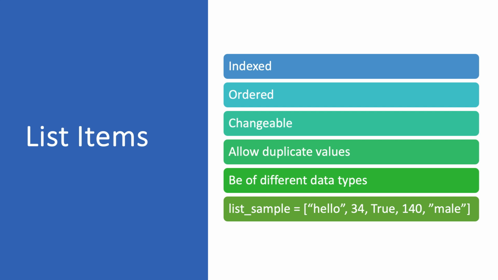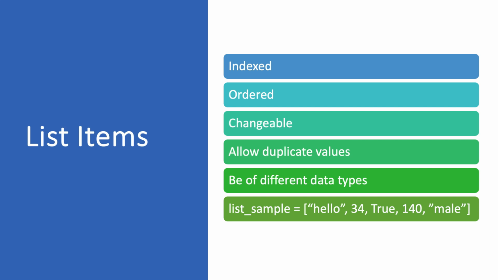List items are also ordered, meaning that they are in order, but the good news is that we can also change that order. When you are working with lists, the list items can be changed, like changing their order, but we can also change the value of the items. We can add an item, and we can delete an item in the list.